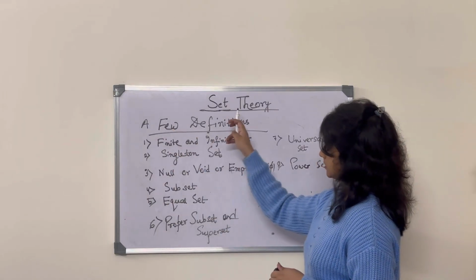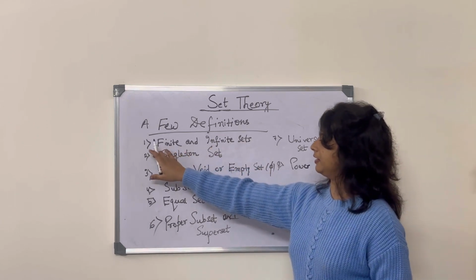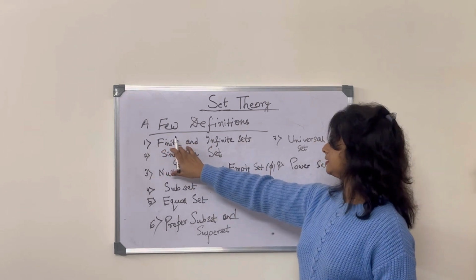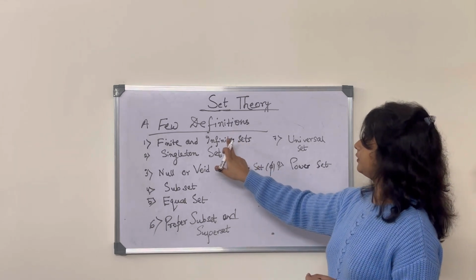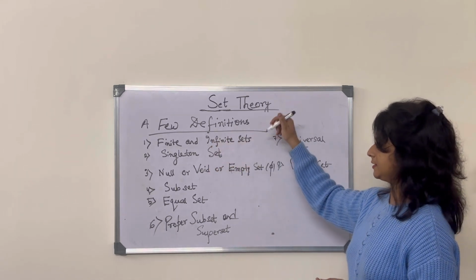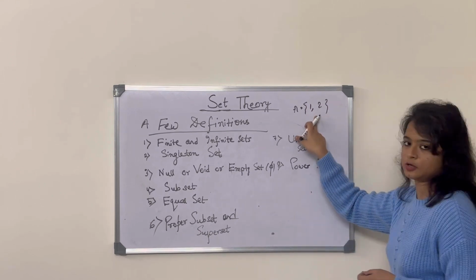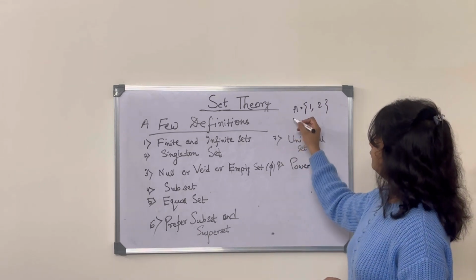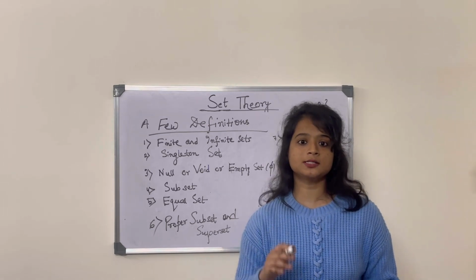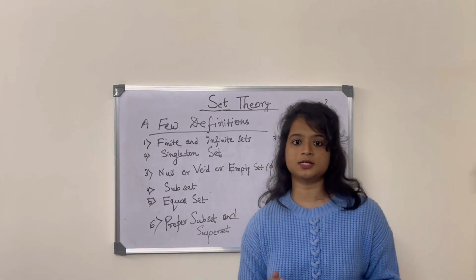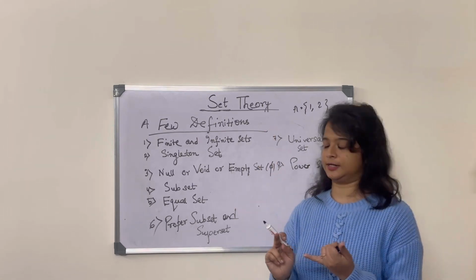Next, a few definitions of sets. Finite and infinite sets. If we can count every element of a set, then this set is called a finite set. And if we cannot count the elements of that set, then it is called an infinite set. For example, A = {1, 2}. We can count the elements of that set. But if we take the set of all integers, or the set of all real numbers, or the set of all rational numbers, irrational numbers, then these are infinite sets. We cannot count the elements of that set.